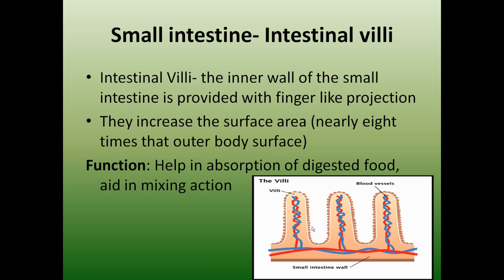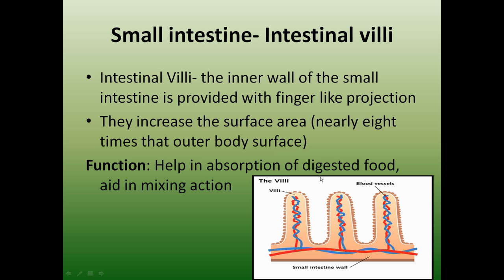As you know, finger-like projections are meant to increase the surface area. If surface area is increased, there will be maximum absorption of the digested food. It also helps in mixing of the food with digestive juices which are coming into the small intestine. So small intestine is meant for the absorption of digested food with the help of finger-like projections. As you can see in the diagram, these finger-like projections are referred to as villi, and they increase the surface area to maximize the absorption of digested food and aid in mixing of the food with digestive juices being secreted into the small intestine.